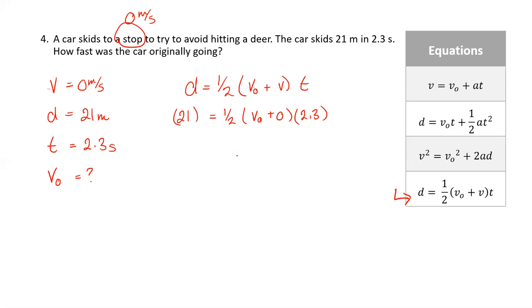Okay, so now that we have that, let's simplify things a little further. So 21 is equal to, we can put the 1/2 and the 2.3 together. If we put the 1/2 and the 2.3 together, we are going to get 1.15. Those two can go together, because we multiply in any order. And then inside here, we'll simplify and we just get V naught. Divide both sides by 1.15.